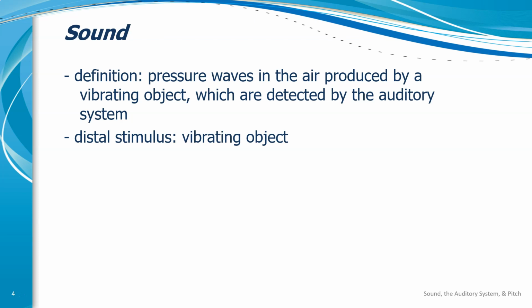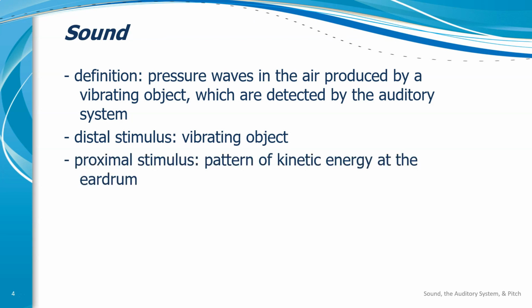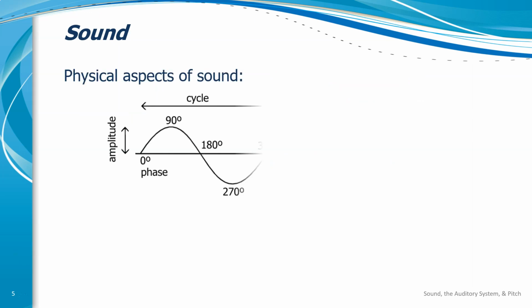The distal stimulus is a vibrating object, or at the very least, some object that is delivering kinetic energy to air molecules. The proximal stimulus is that kinetic energy. So once again, our sensory systems are all about detecting energy or chemicals. And in this case, again, energy. Now we do need to understand a little bit of the physics of sound, and this will help us to understand how we perceive sound.